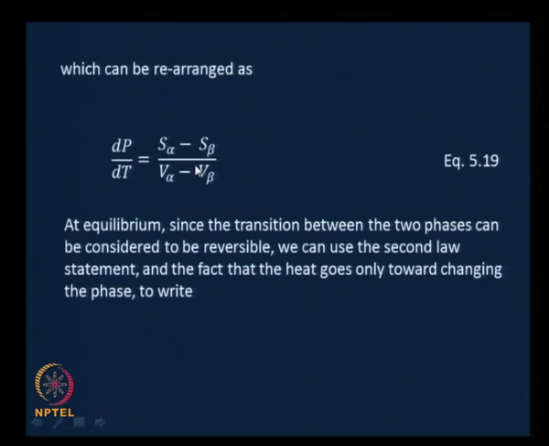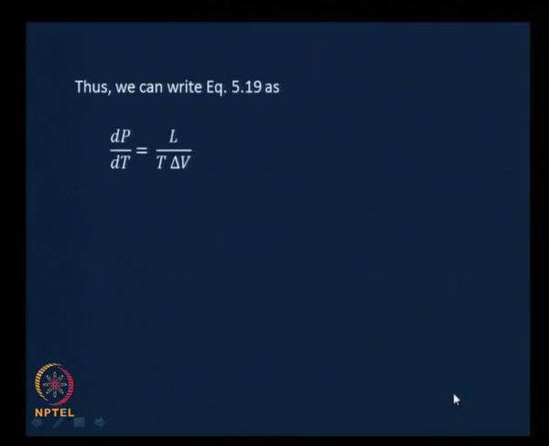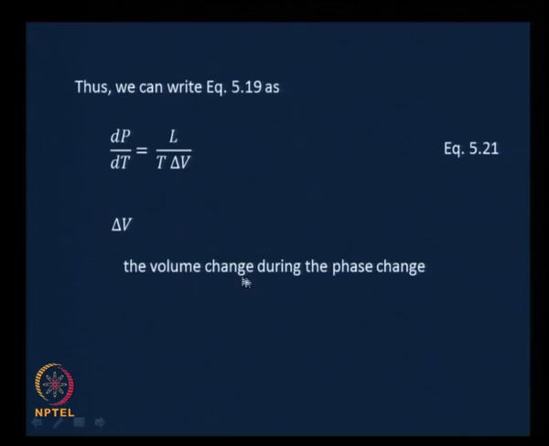And then we utilized the special case that the transition between the two phases, between the liquid and vapor phase, can be considered a reversible process, and therefore we could apply the second law statement for writing entropies in terms of the heat interaction Q reversible by T. Since the only heat interaction is going towards the change of phase, we could replace that with a change in enthalpy between the two phases, which is nothing but the latent heat of the phase transition between alpha and beta, given as L by T, and therefore we could write dP/dT equals L divided by T delta V. This was the Clausius-Clapeyron equation, where delta V, the volume change during the phase change, is V alpha minus V beta.